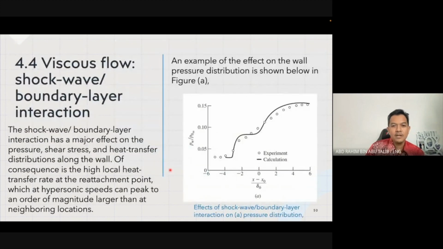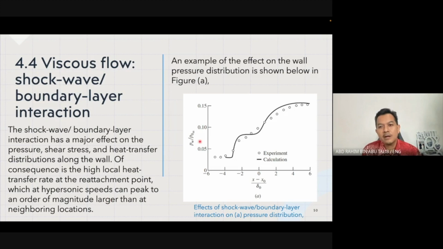All right. To conclude, let me just try to finish this up. The shock wave and boundary layer interaction has a major effect on the pressure, the shear stress, and the heat transfer distribution along the wall, where we can see the flow separated, and then the position where we have high aerodynamic heating. Of consequence is the high local heat transfer rate at the reattachment point. This is where aerodynamic heating happens, which at hypersonic speed can peak to an order of magnitude larger than the neighboring location. That can create problems for the surface.